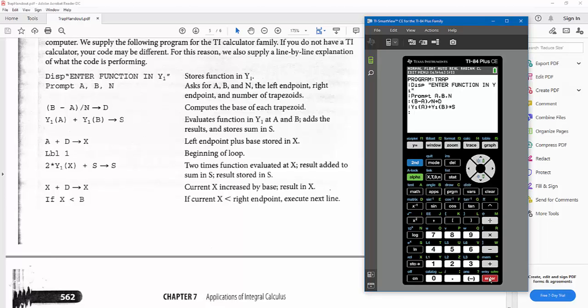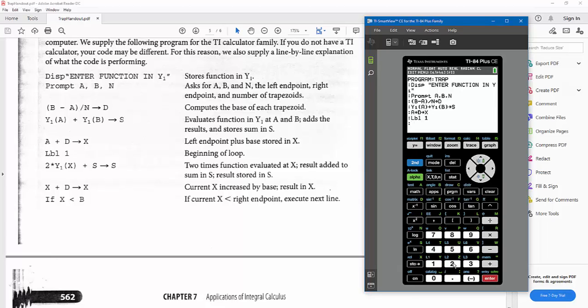A plus D, that gets stored in X. So A plus D, that gets stored in X. New line, LBL1. LBL is another program command. So, oh, here it is. It's a CTL, it's a control. So that's number 9. So LBL1.